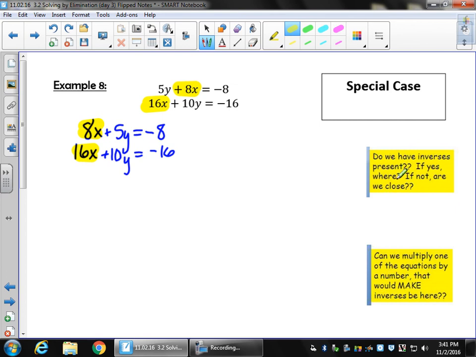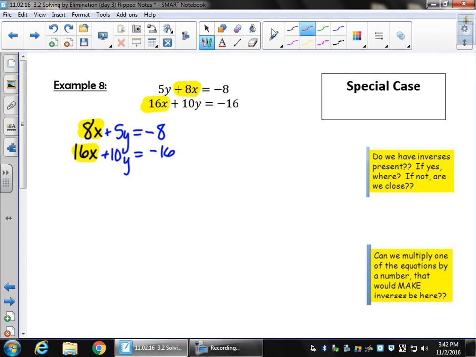Do we have inverses present? That's the next question we're asking ourselves. Well, this is an 8, this is a 16. No. This is a 5, this is a 10. No. I can't make 10 be a 5, but I can make 5 be a 10. And 8 could become a 16. So make a choice. Do you want x's to cancel or y's to cancel? I'm going to choose my y's. I would like my y's to cancel.